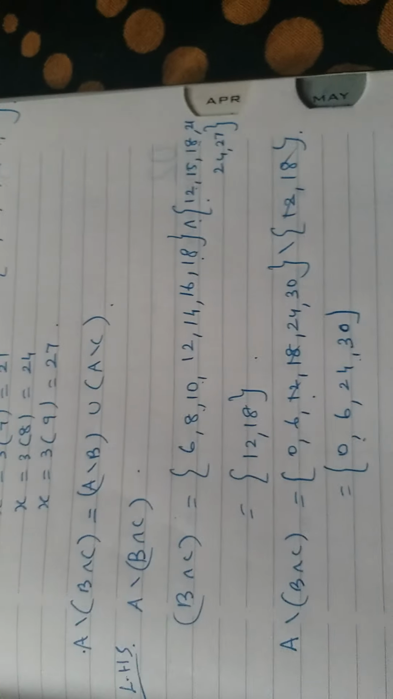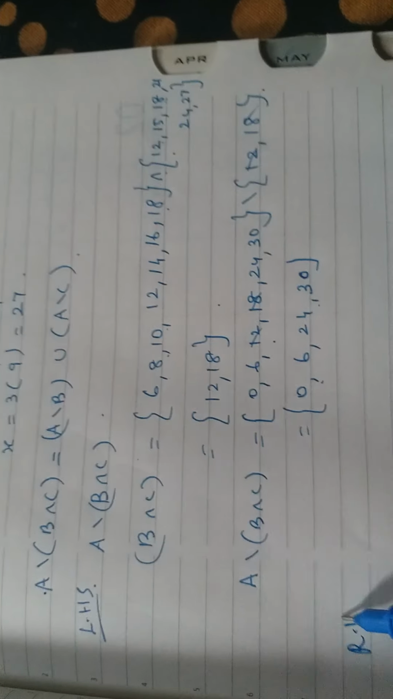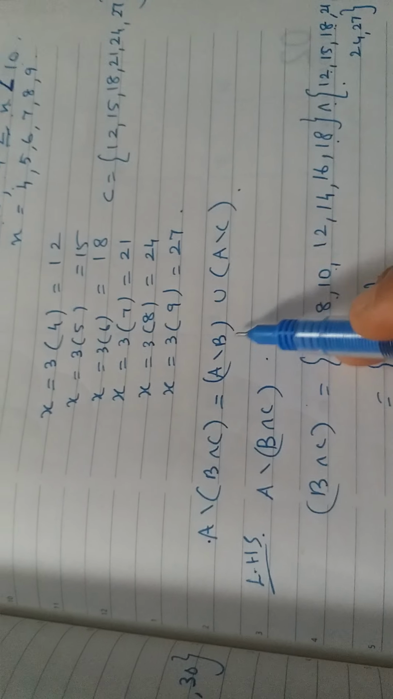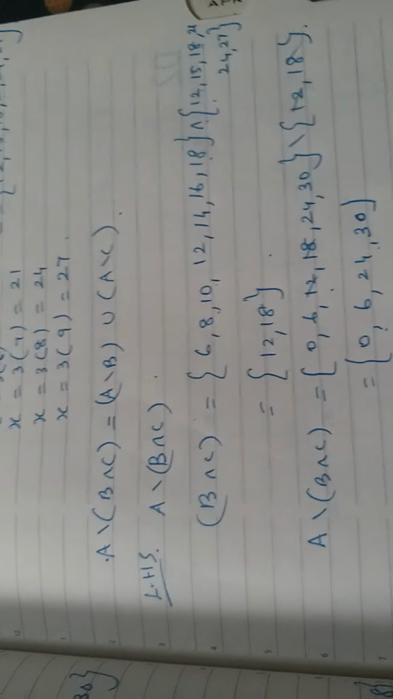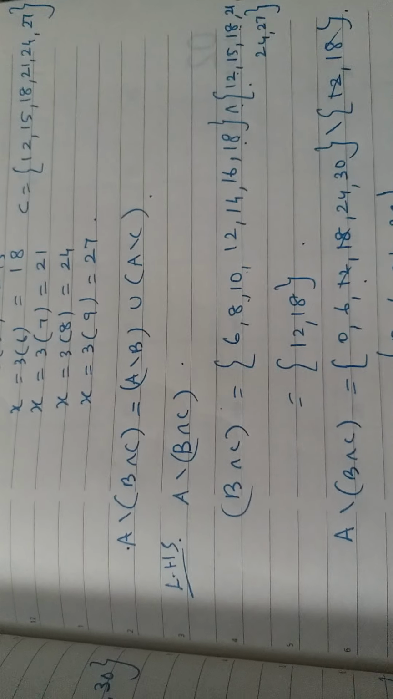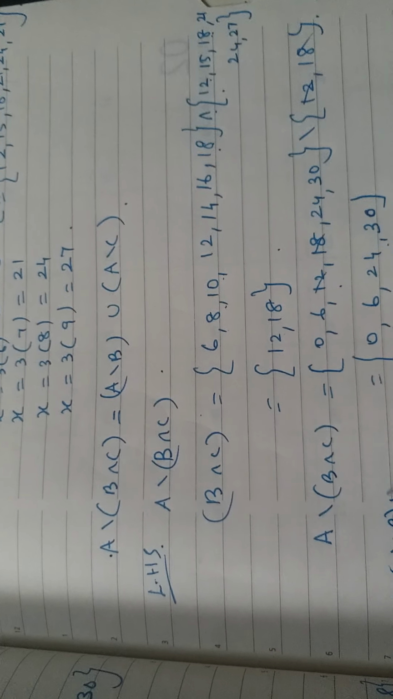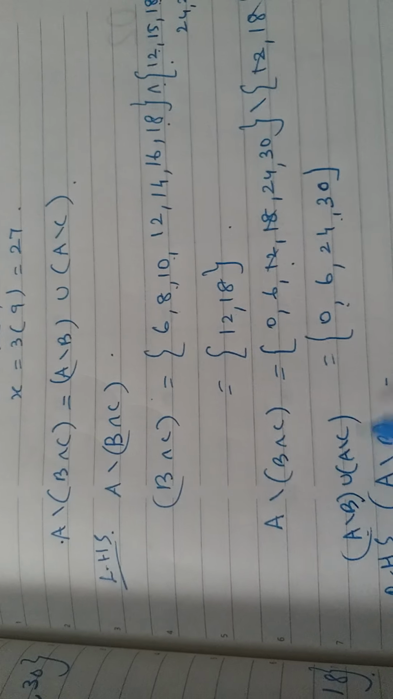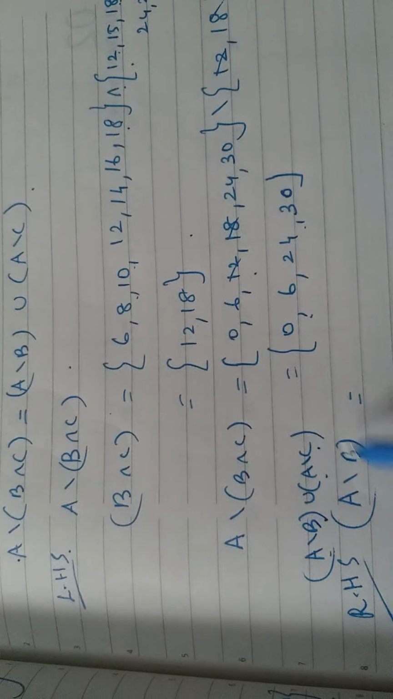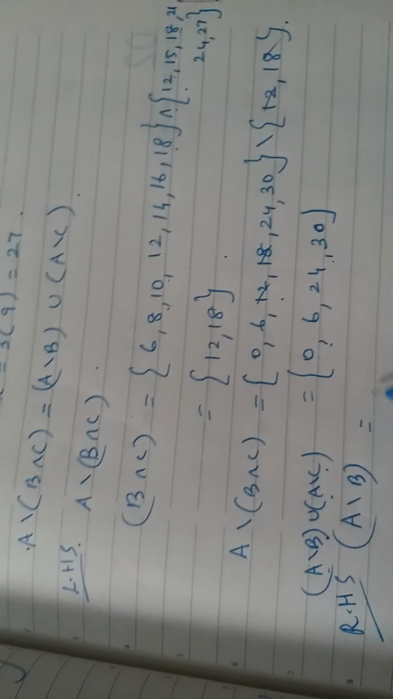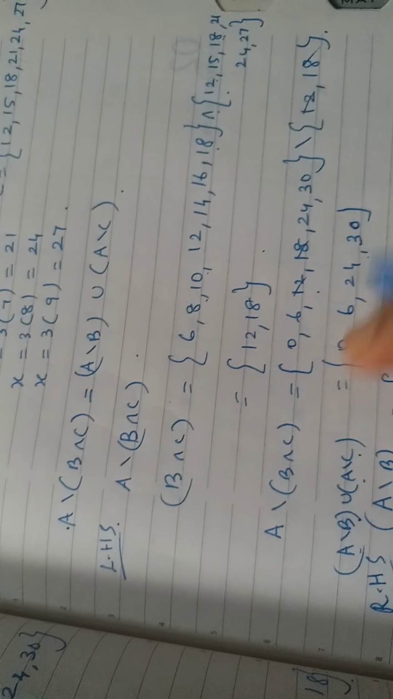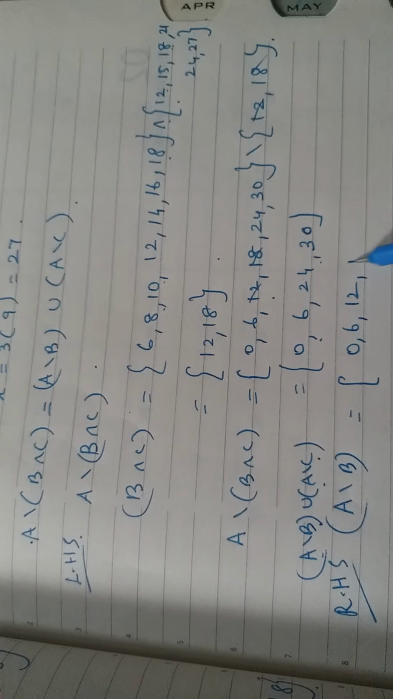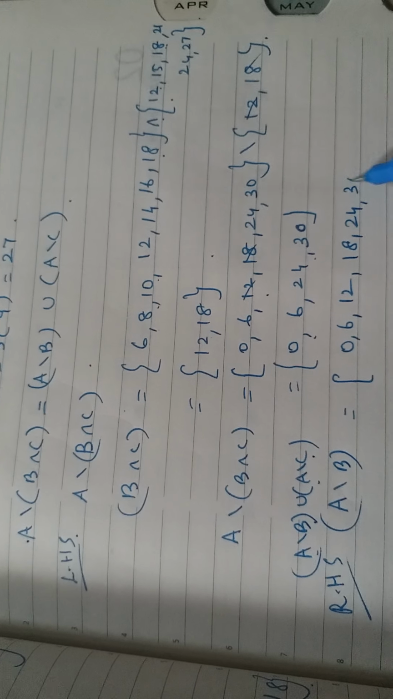Next you can come to the right hand side. Right hand side is A minus B union A minus C. So first find out A minus B, then you will find out A minus C, then you will find the union. So A minus B is equal to, A values you write. A value is 0, 6, 12, 18, 24, 30.